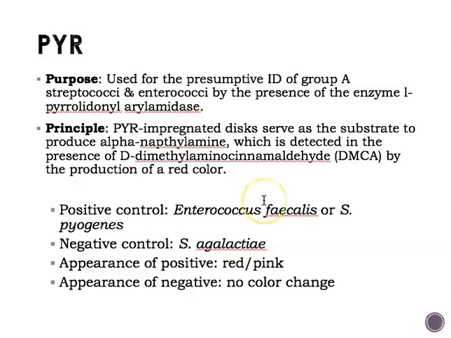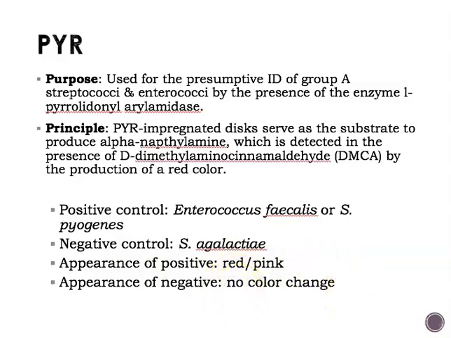This is a disc test, but it's not one where we have to do a heavy inoculum and incubate overnight. We smear a little bit of the organism on the disc, and we're looking for that color change after we add the reagent. Positive control could be either Enterococcus faecalis or Strep pyogenes, because both of those organisms will give a positive result. Negative control is group B strep. A positive will result in a red or pink color change on the disc. Negative is no color change.